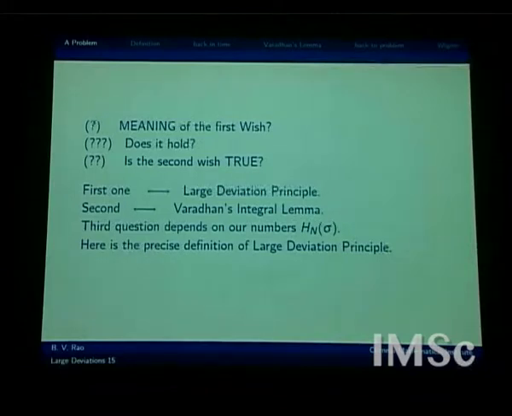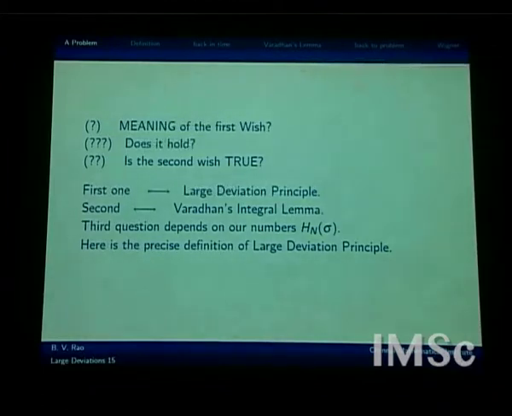Okay. So, these are the questions. If we settle these questions, then we are in good shape. The first one, the meaning of the first wish, is absolutely the large deviation principle, no more and no less. And the second one, that is the third line there, is precisely Varadhan's integral lemma, no more and no less. And the question, which is the second line there, with the question marks, depends on our number h and sigma.